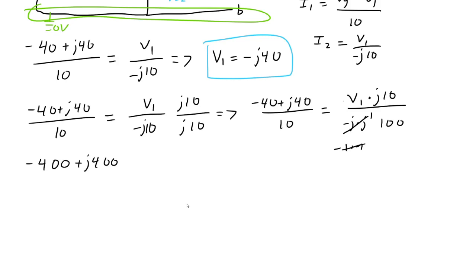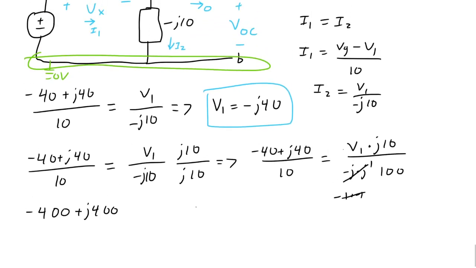Oh, I'm sorry, did I forget to write something? Minus j, cool. I did. Hold on. This answer is still right, I just made a little slip in my notation. That's I1. This is still I1.